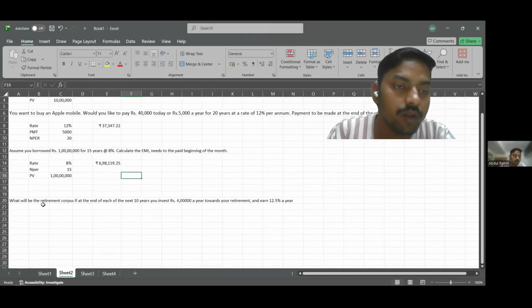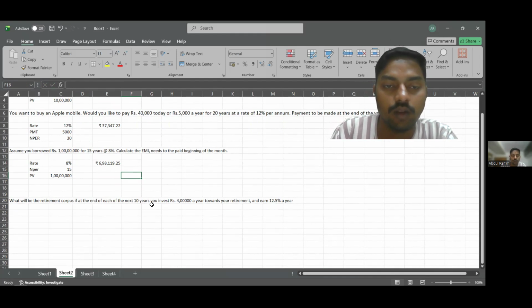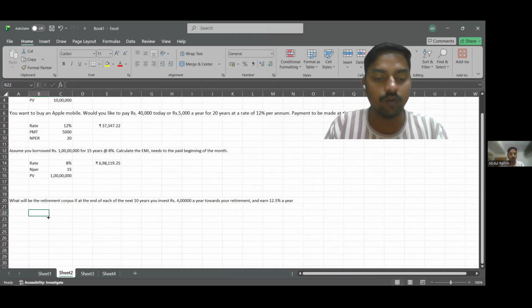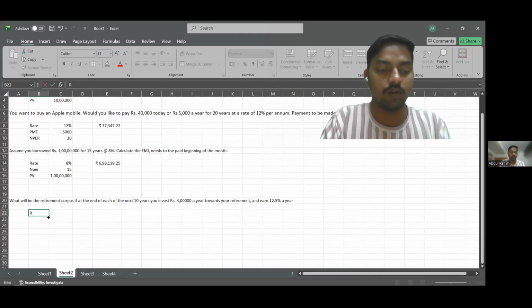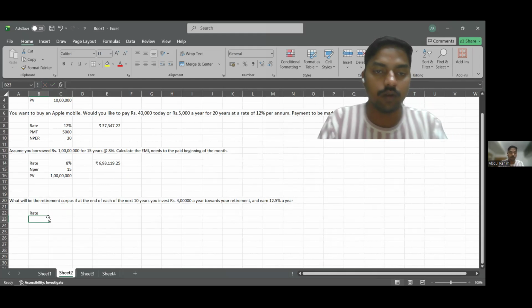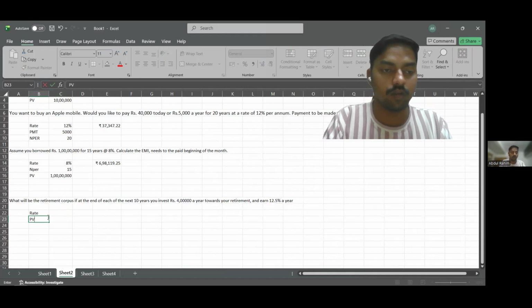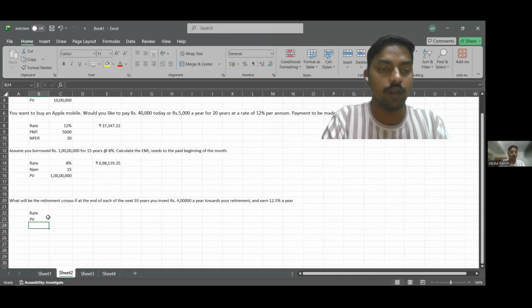Next question is, what will be the retirement corpus if at the end of each of the next 10 years you invest 4 lakh a year towards your retirement and earn 12.5% per year? Means we are going to calculate future value. So first we need to write the data. What we have? We have a rate, we have a payment, we have NPER.